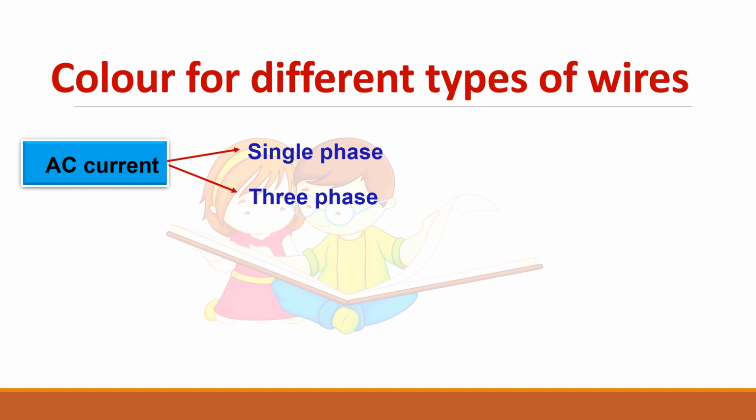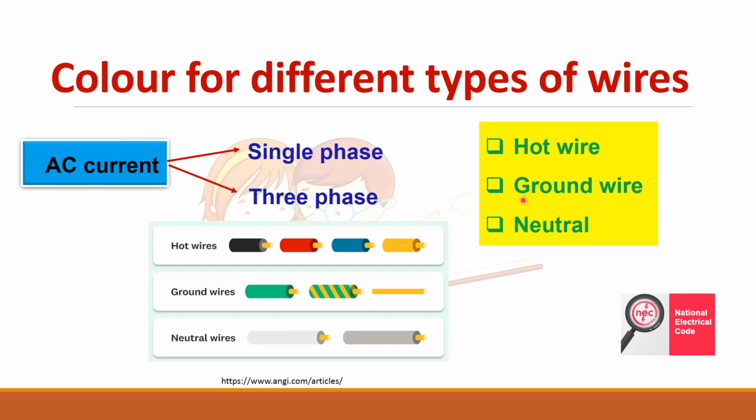Let us see. In single phase we have 2 wires. One is the hot wire, another one is the neutral wire, and then we have a ground wire. Here the hot wire can be any of the colors. This is according to NEC code, and the neutral wire can be white or gray, and normally for ground, green or green with yellow stripes will be preferred. For 3-phase you can use any of the 3 colors. Mostly RYB is used with the same neutral and ground wire.